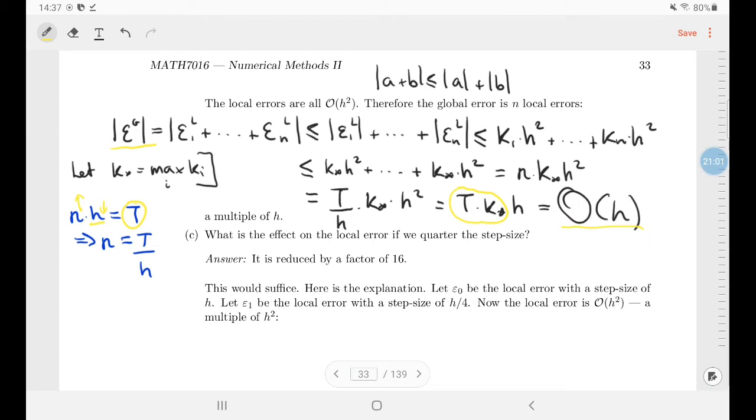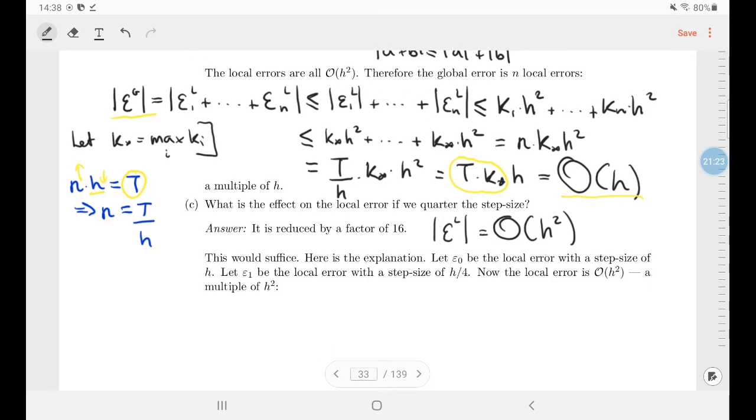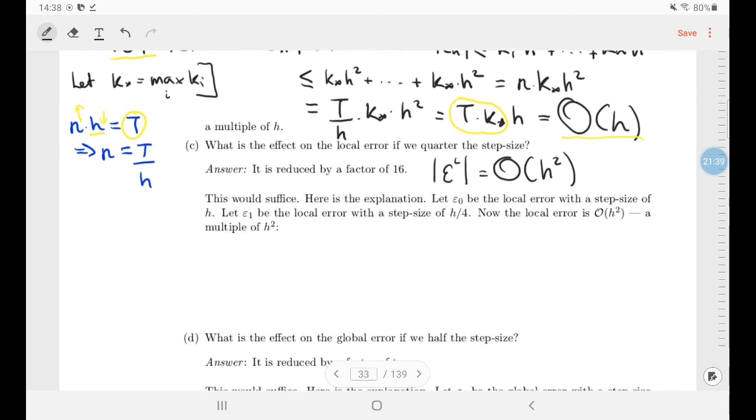So next thing, what's the effect on the local error if we quarter the step size? Now I'll write down our statement about the local errors. We know that all the local errors are order h squared. That means they're less than or equal to a multiple of h squared. At this point, we'll assume that they are equal to a multiple of h squared. If you just say that quartering the step size reduces the local error by a factor of a quarter squared, a multiple of 1/16, that's fine if you understand that naturally. If you don't, here we go.